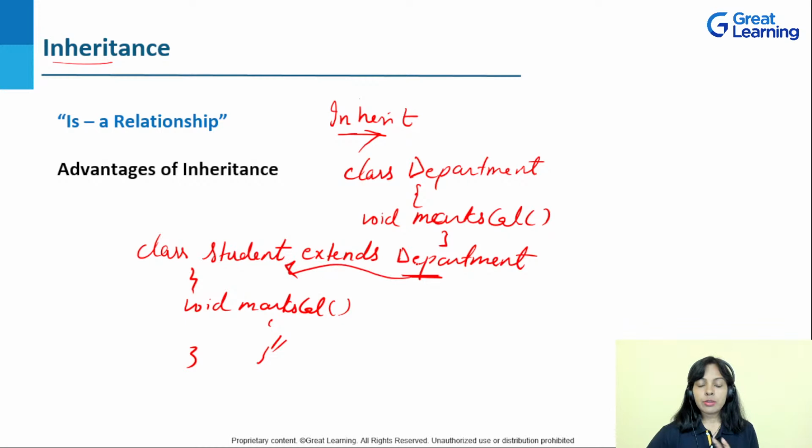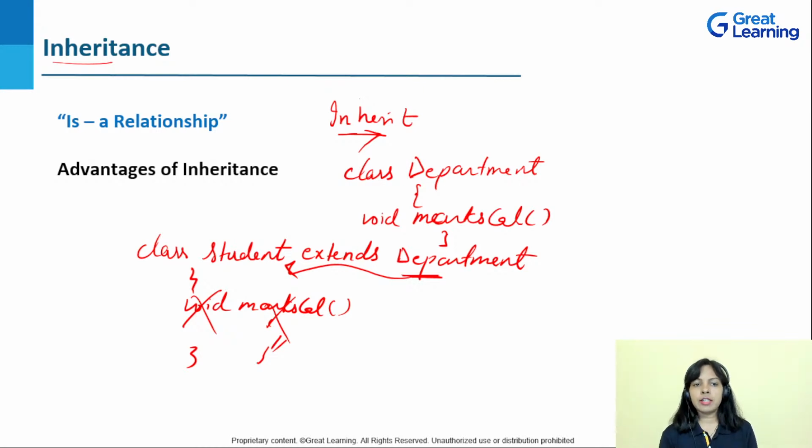Okay. So what will be the benefit with this? I don't have to create this method again here. This is not needed now. I can call this method itself here and do the work because I have acquired all the property of class department to class student. I think the concept is clear to you. What is inheritance and how we can implement that in Java programming?